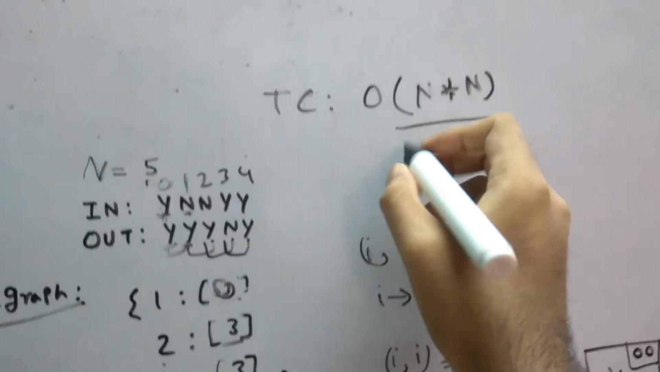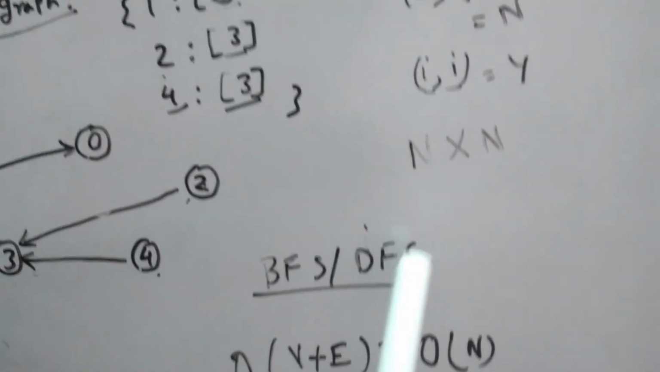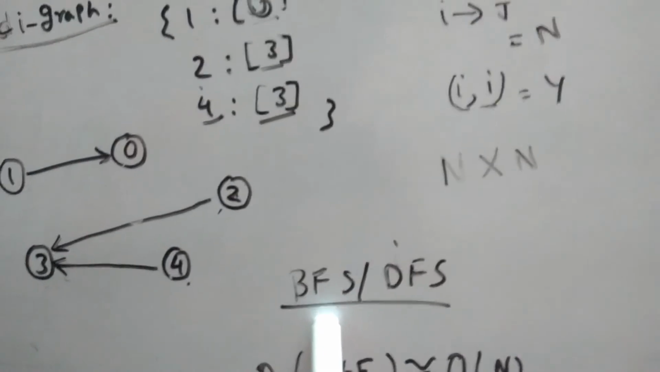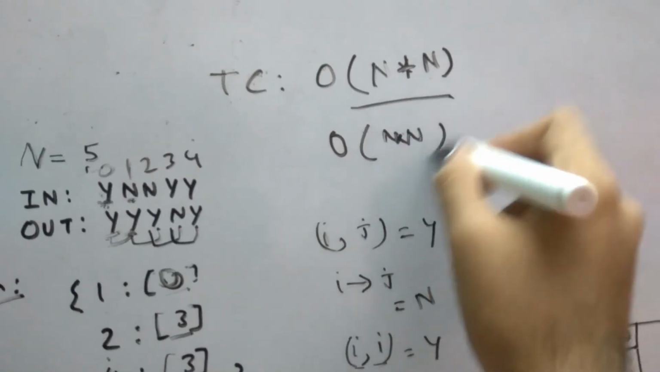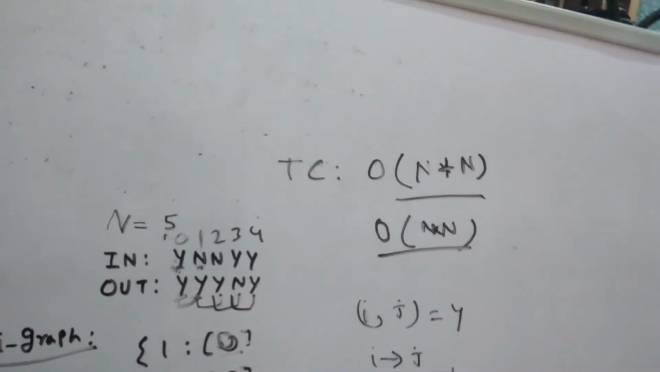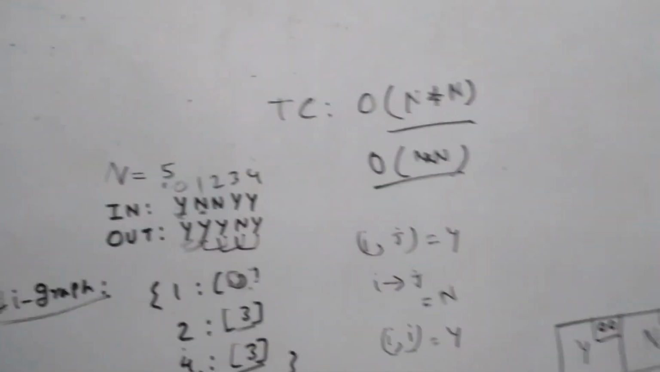And the space complexity is also similar, because we will be using a queue and a stack: a queue for BFS and a stack for DFS. So that's why the space complexity is also order of n into n. So this is our algorithm. Now let's look into the code and see how we can implement it.